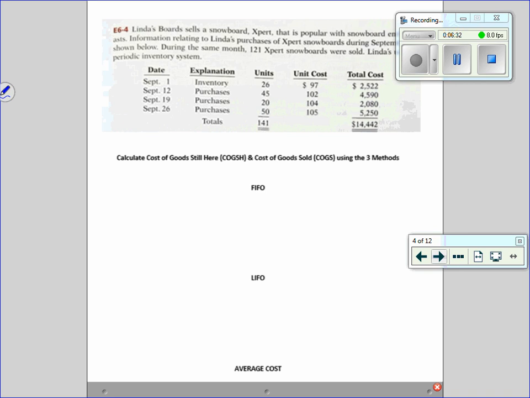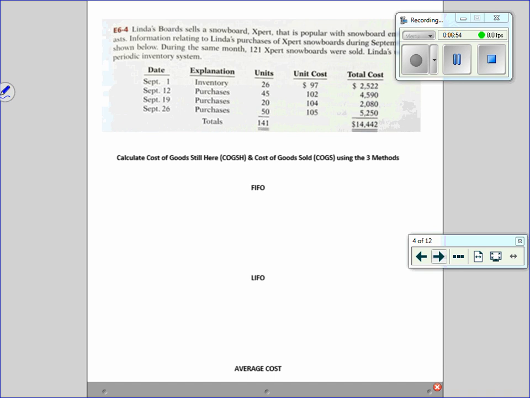Linda's Board sells a snowboard, Expert. So the snowboard is called Expert. That is popular with snowboard enthusiasts. Information related to Linda's purchases of Expert boards during September is shown below. During the same month, 120 boards were sold.